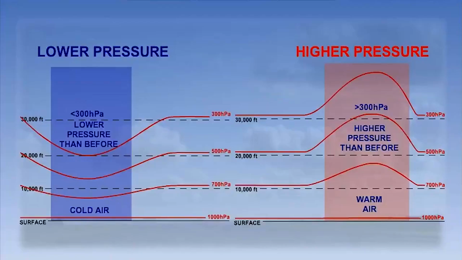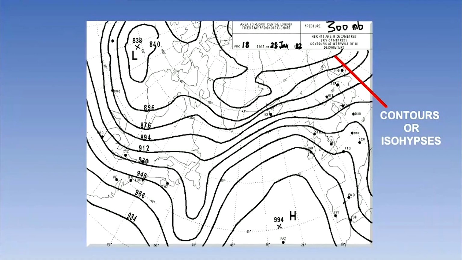These charts are quite complicated, but let's just consider their essential elements. The contour chart is simply a plot of the heights of a pressure surface or pressure level above a particular point. In the diagram, we can see varying heights of the 300 hectopascal pressure level. A contour chart will simply plot the height at which this pressure is found.